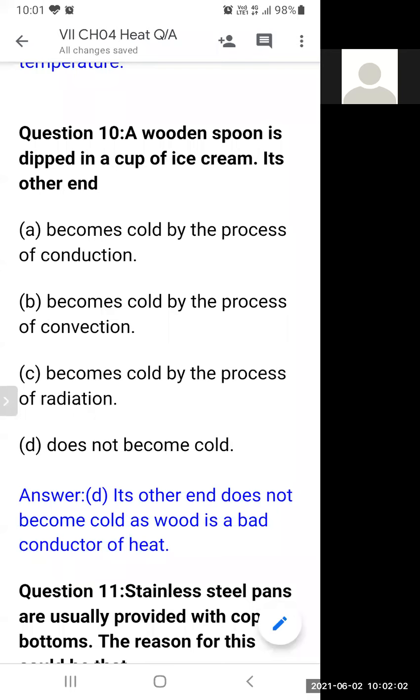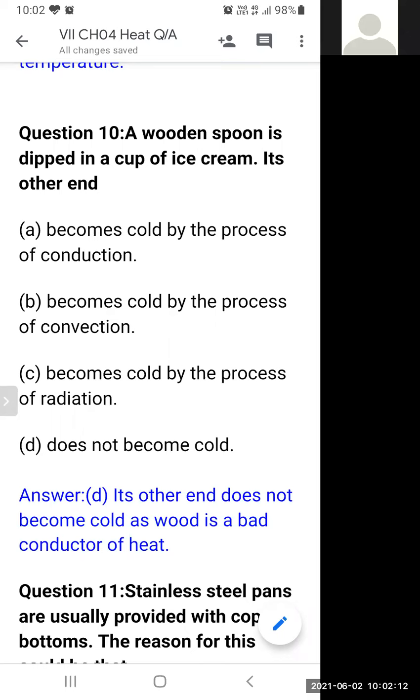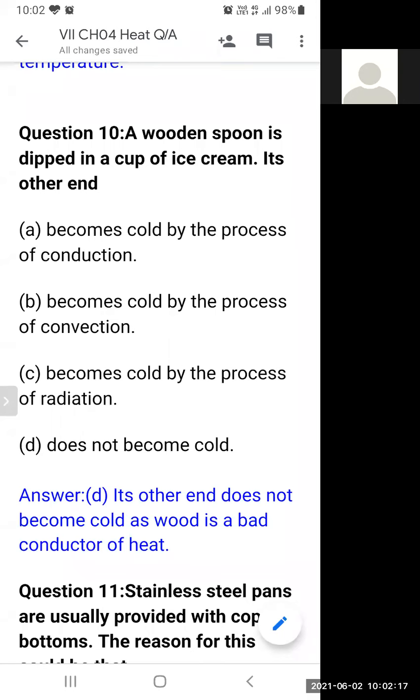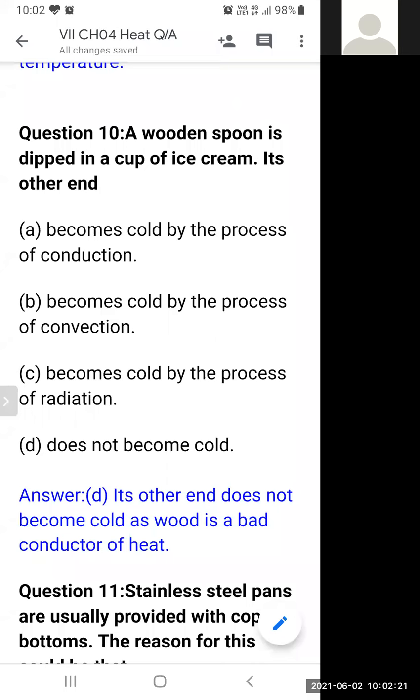Does its other end become cool? No, because wood does not allow heat to pass through it. Wood is a poor conductor, an insulator. So does it become cold by the process of conduction? No. By convection? No. By radiation? No. Because wood is a poor conductor, an insulator, it does not allow heat to pass through it.